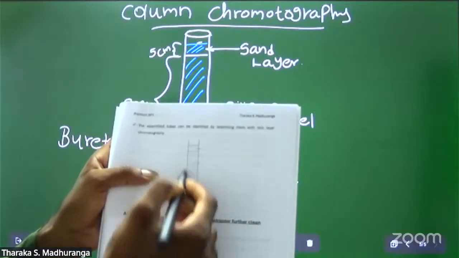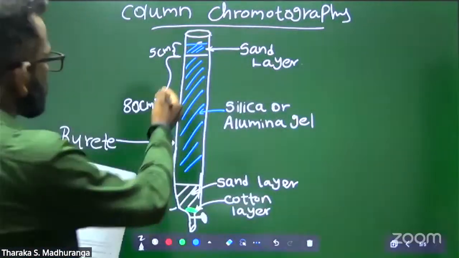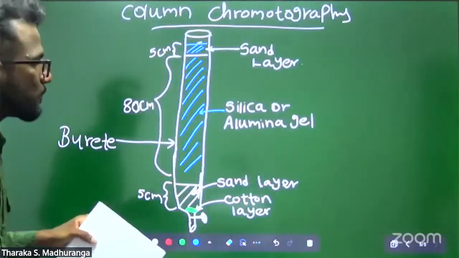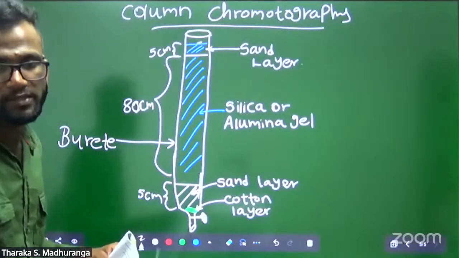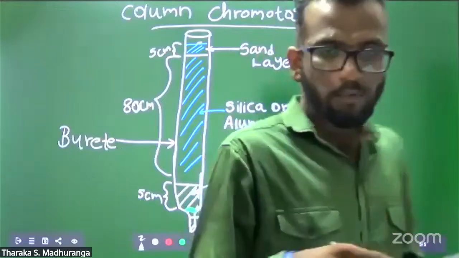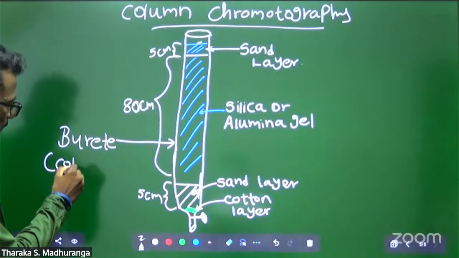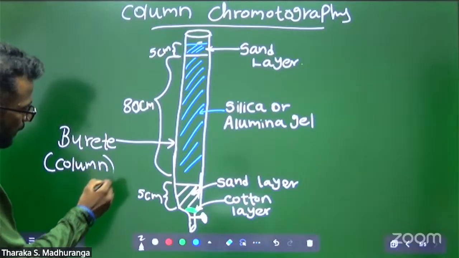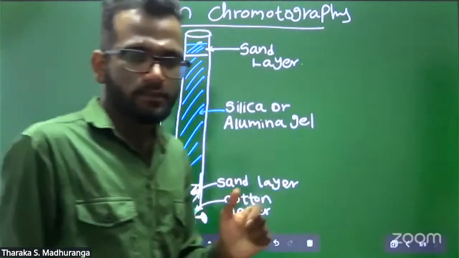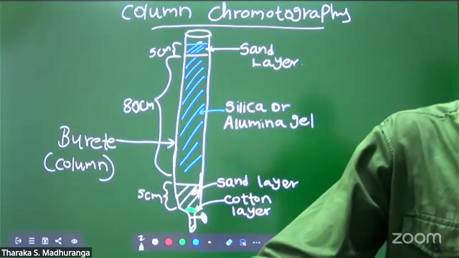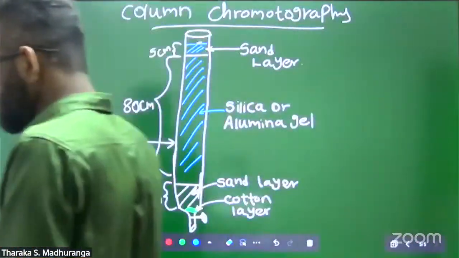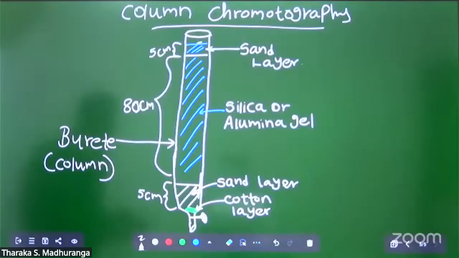On this side, you can mention the dimensions if you want. And this one is named the burette. The burette is the column. Burette, within brackets, column. Okay, quickly complete.